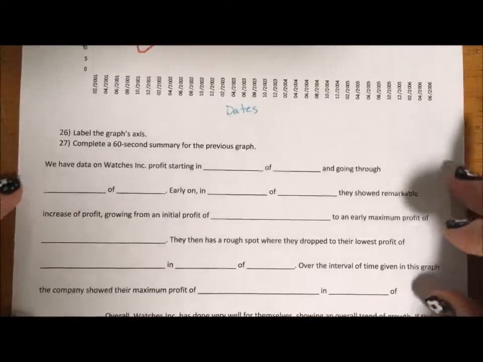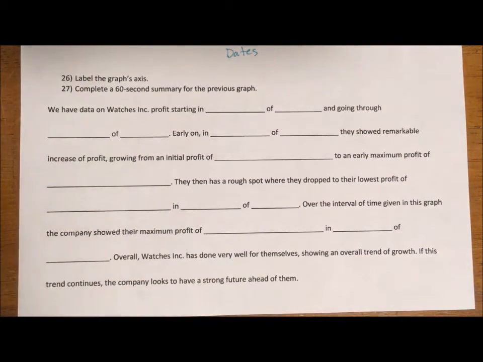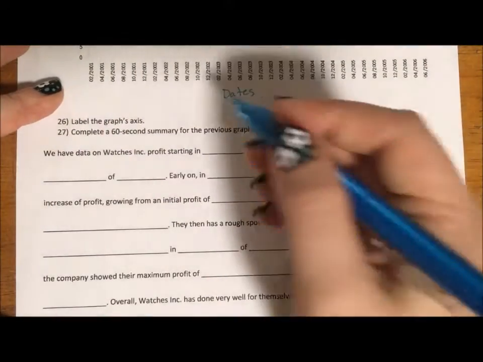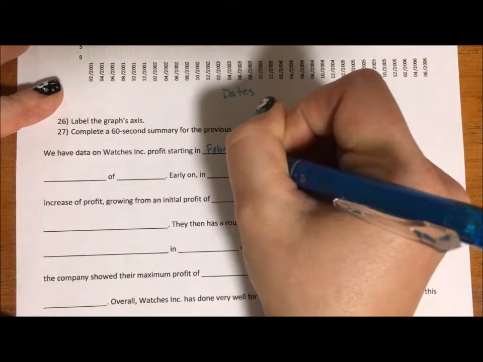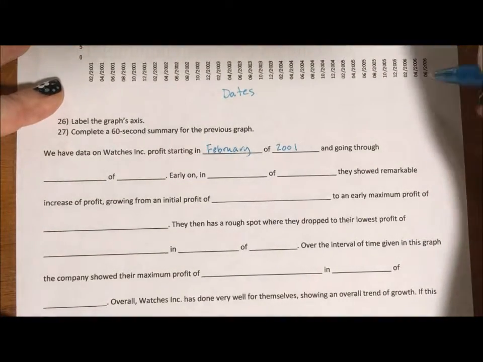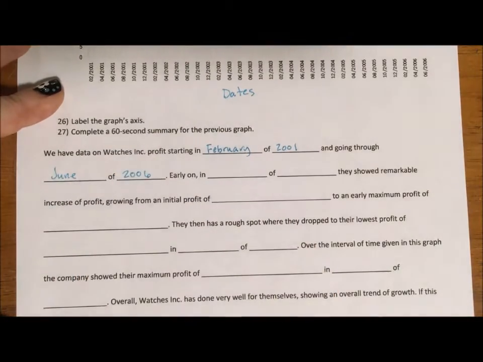Okay, so here is my 60-second summary because I didn't just want to go through and interpret and write, having to jump back and forth. We're going to do a bit of a fill in the blank. Okay, we have data on Watches Incorporated starting in, let's see, 2001, so that's starting in February of 2001. And going through, let's see, going through June of 2006. Early on in blank of blank, they showed remarkable increase of profit, growing from an initial profit of blank to an early maximum profit of blank.